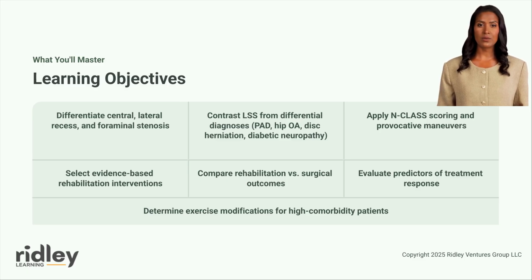Sixth, you will be able to evaluate clinical and demographic predictors of favorable response to rehabilitation versus surgery to guide individualized treatment recommendations and shared decision-making. And seventh, you will be able to determine appropriate exercise modifications and monitoring protocols for older adults with lumbar spinal stenosis who present with high comorbidity burden, frailty, or multiple concurrent conditions.